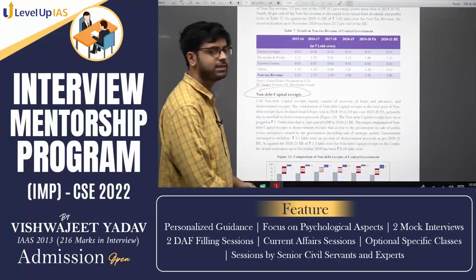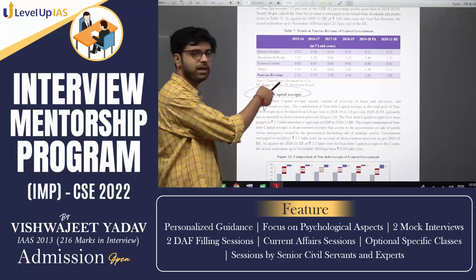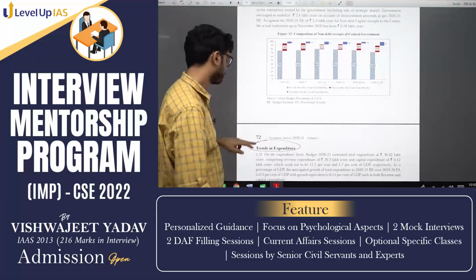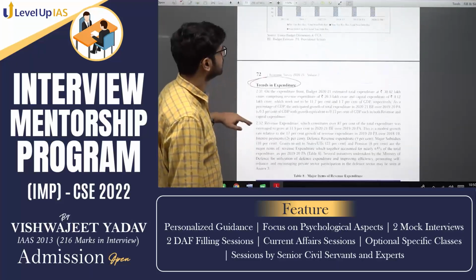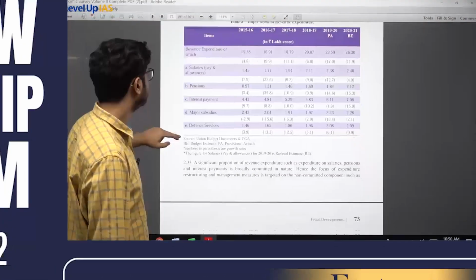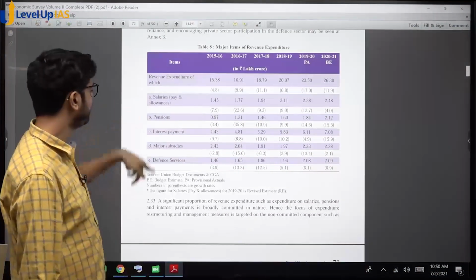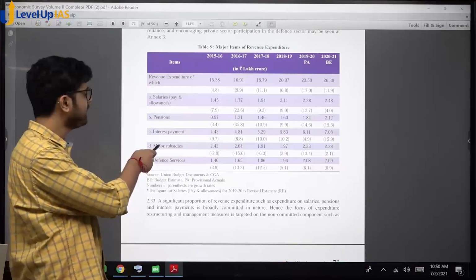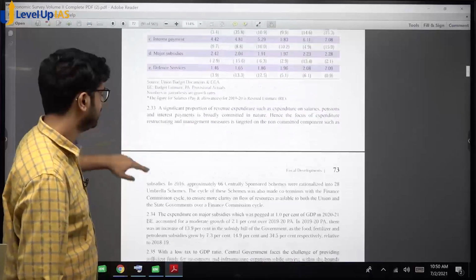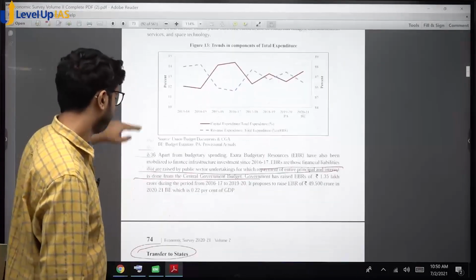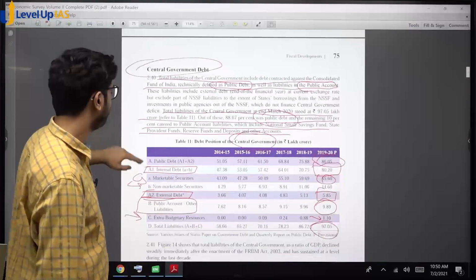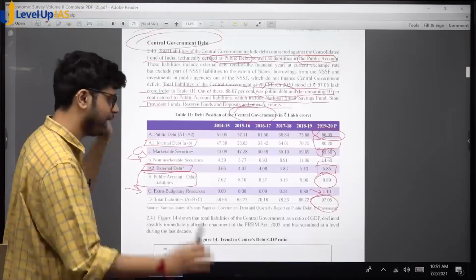What about non-tax receipts? Grants, interests, others, fees, fines. What about non-debt capital receipts? Disinvestment, mainly disinvestment. So these are, see, revenue expenditure: defense, subsidies, interest, pension, salaries. Did we do all this? Yes. नया कुछ नहीं है इसमें. So we'll transfer to states. We are yet to cover transfers to states.